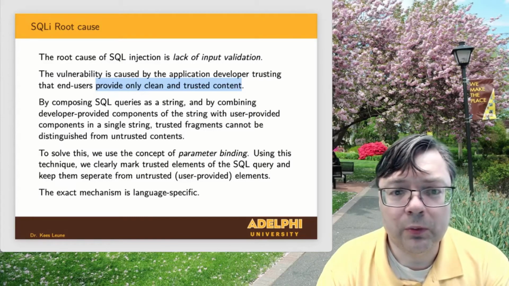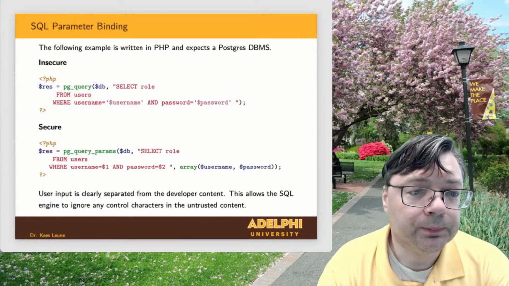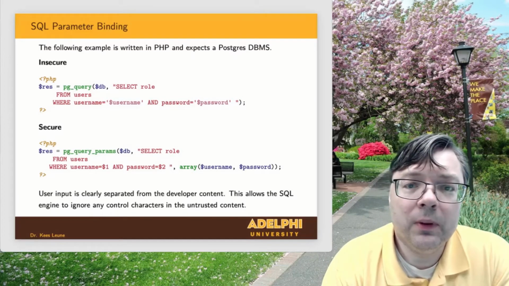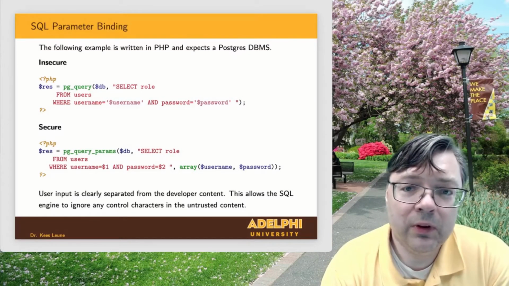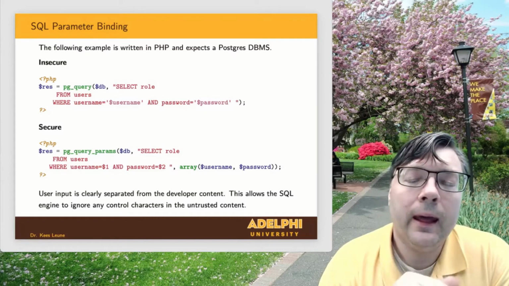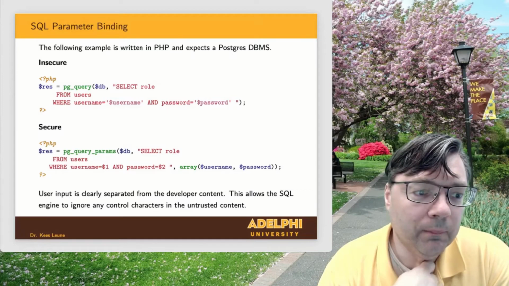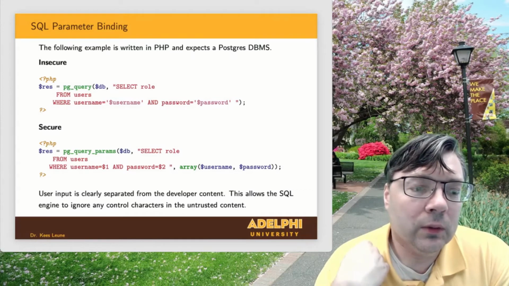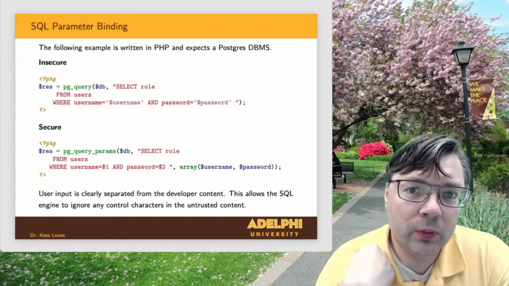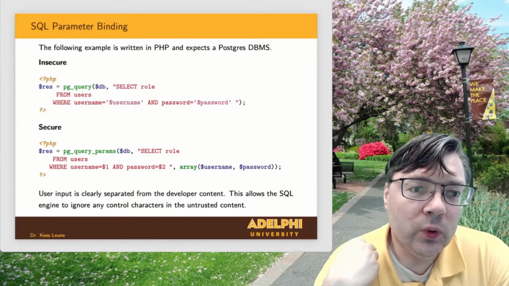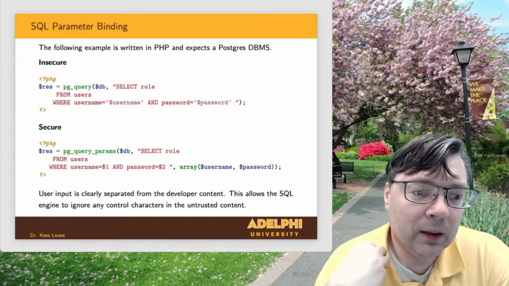But of course, there are other programming languages in use. This particular example is written for the PHP scripting language, like we've been using for this entire example, and expects a PostgreSQL database management system as a backend. The way that I did it until now is the insecure way. It was a way that allowed me to do a SQL injection attack.